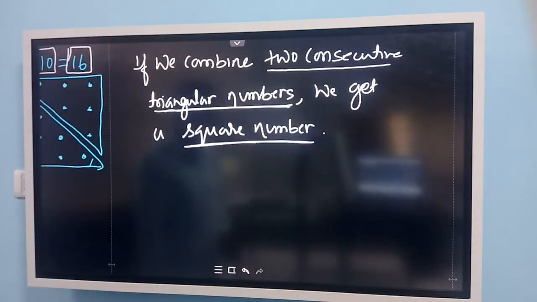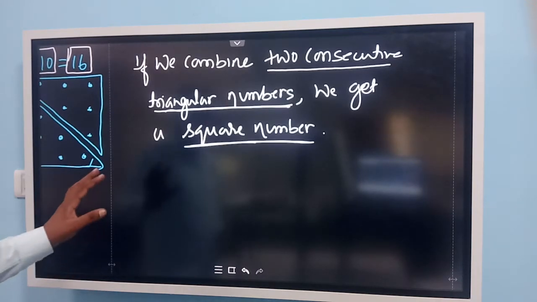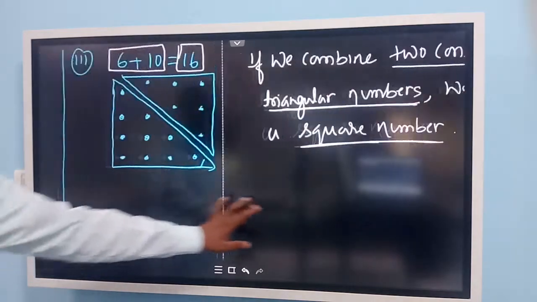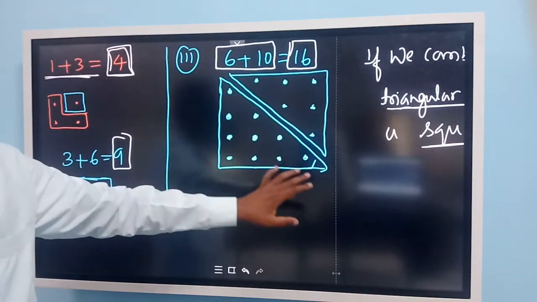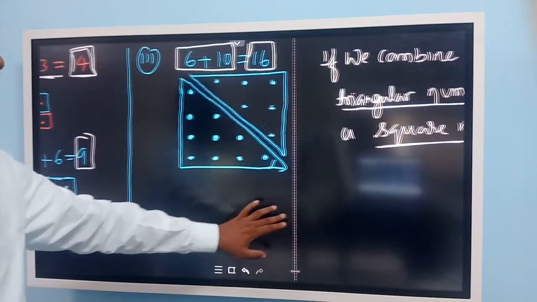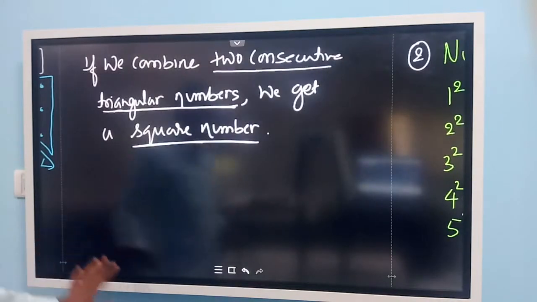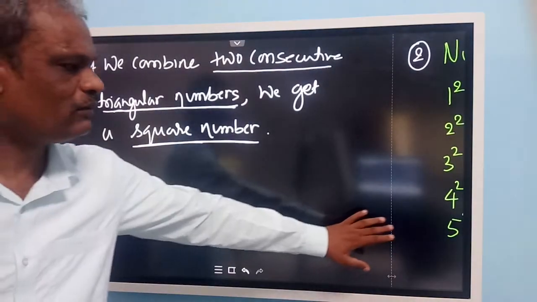This is the first property you are getting. Okay, and it's a pattern. We are arranging the triangular numbers, so you are getting a beautiful pattern and getting the square numbers. This is the first one. Let's go to the second one now.